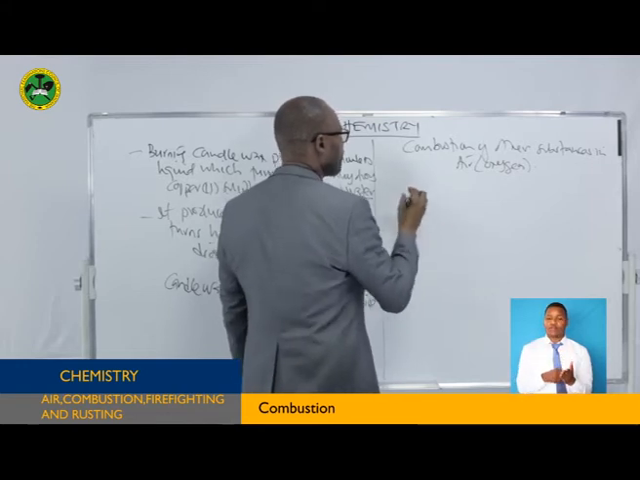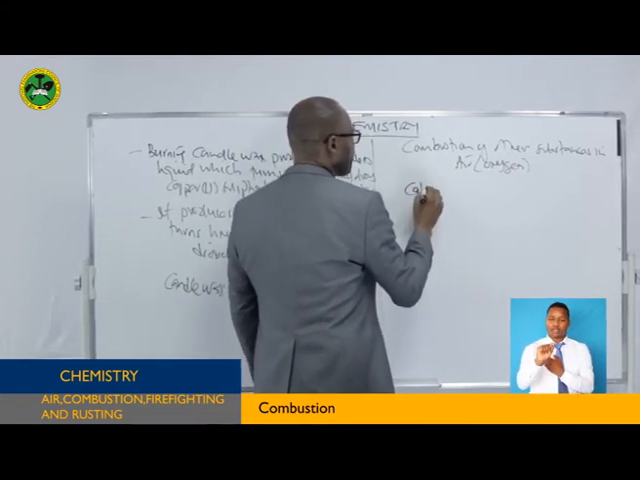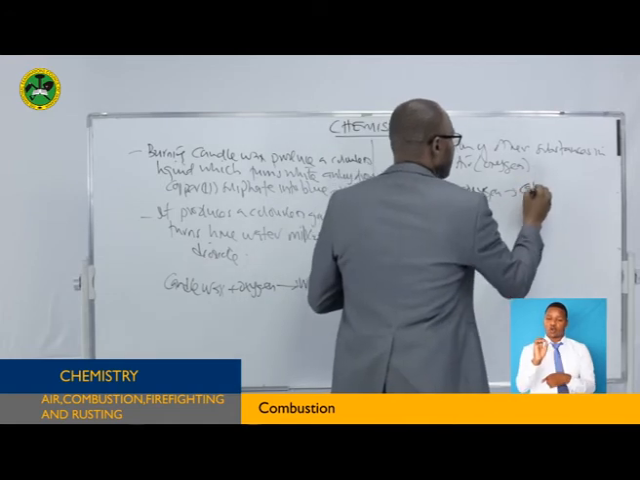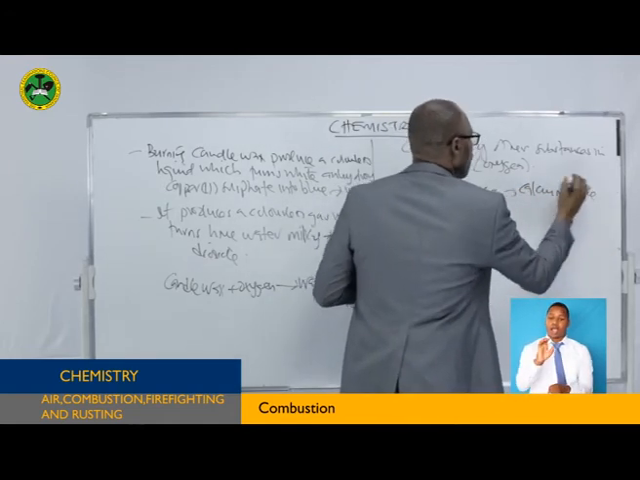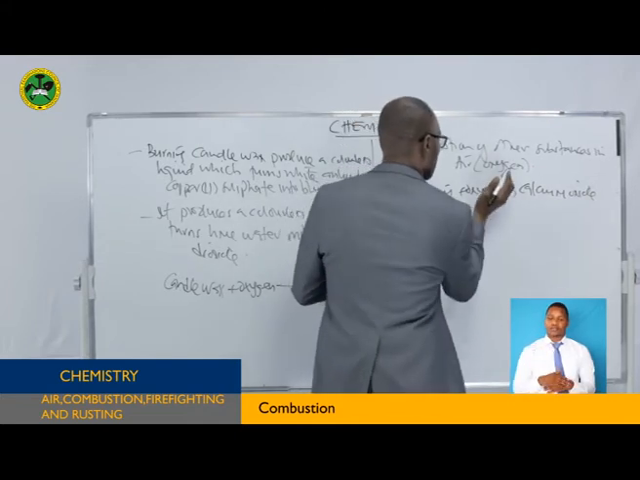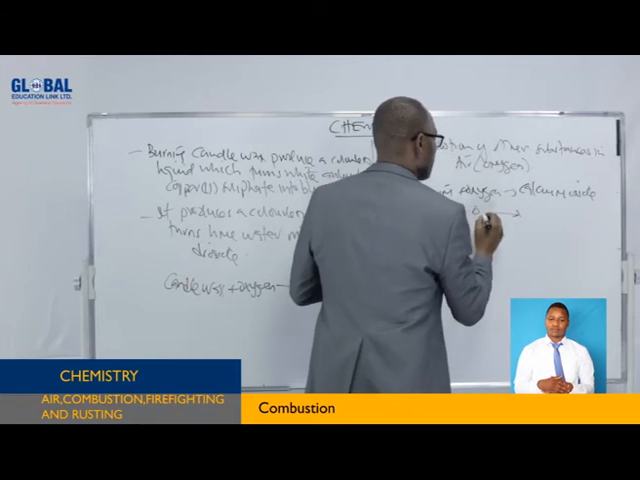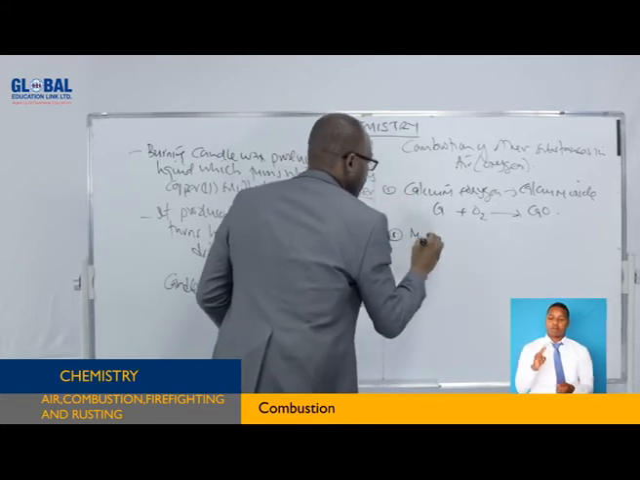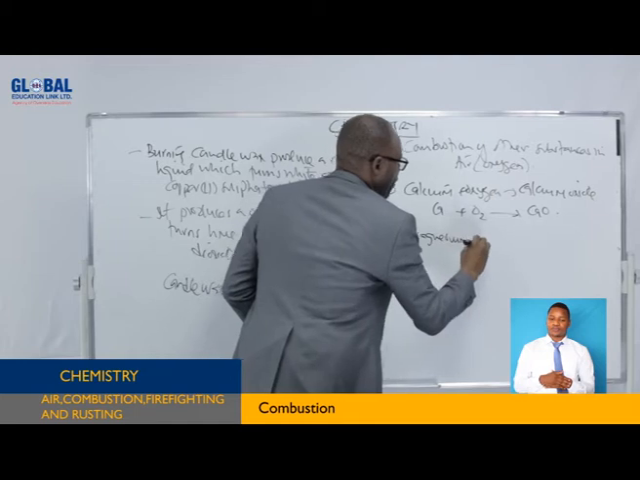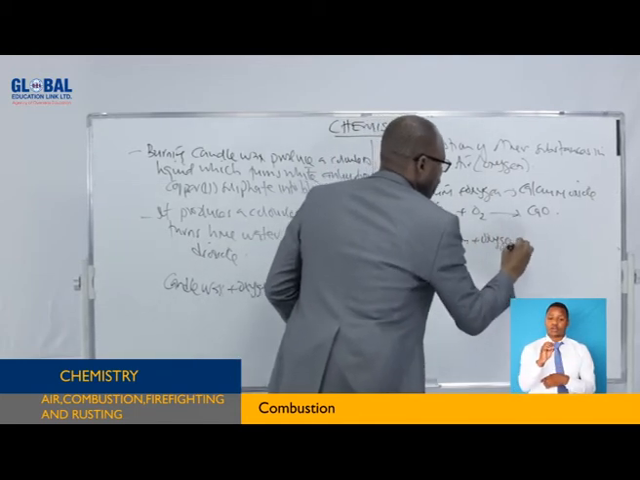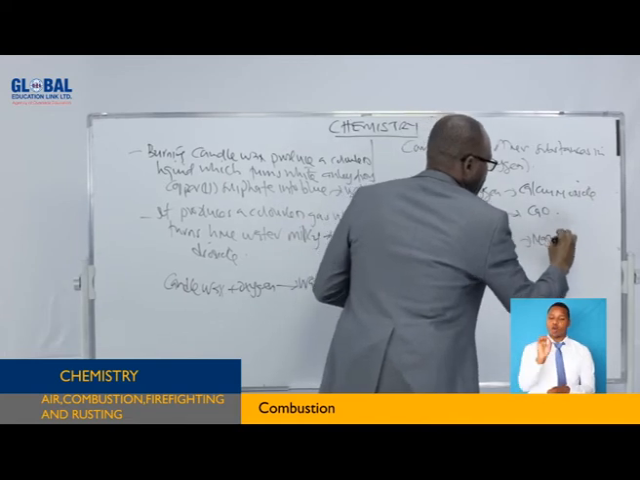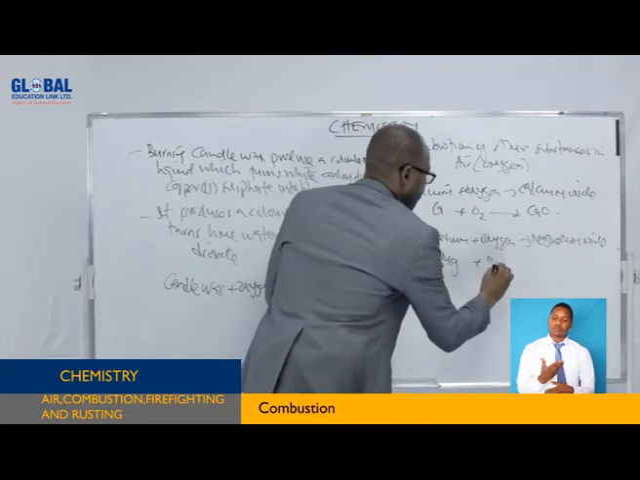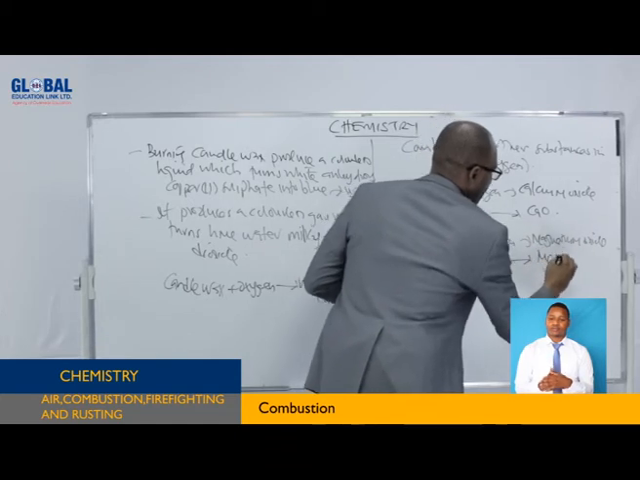We have, for example, calcium. Calcium plus oxygen gives calcium oxide. Or you can have magnesium plus oxygen will give you magnesium oxide.